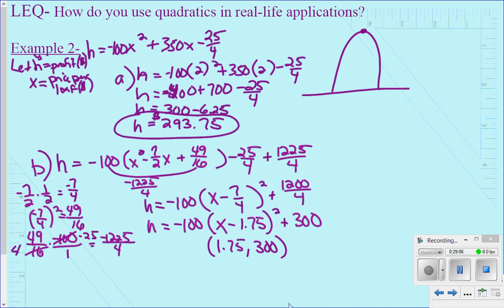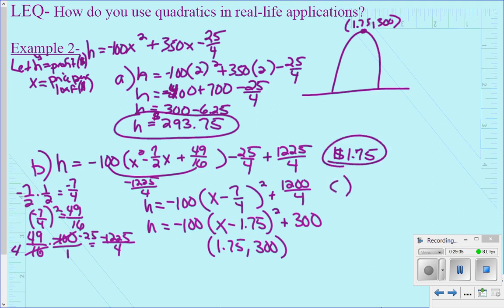So now I'm going to go back to the question that was asked. What price should the bakery charge to maximize its profit? Well, remember, the price is x. So here is the vertex, 1.75, 300. We care about the x part of the vertex. So the price that they should charge is $1.75. Okay, so that's the answer for part B.